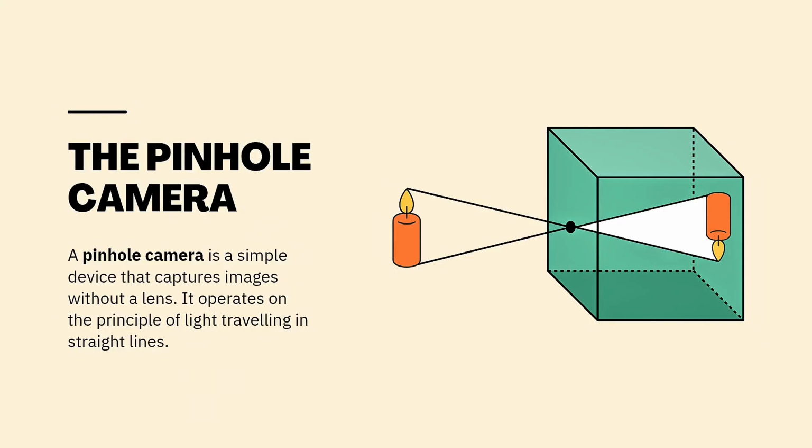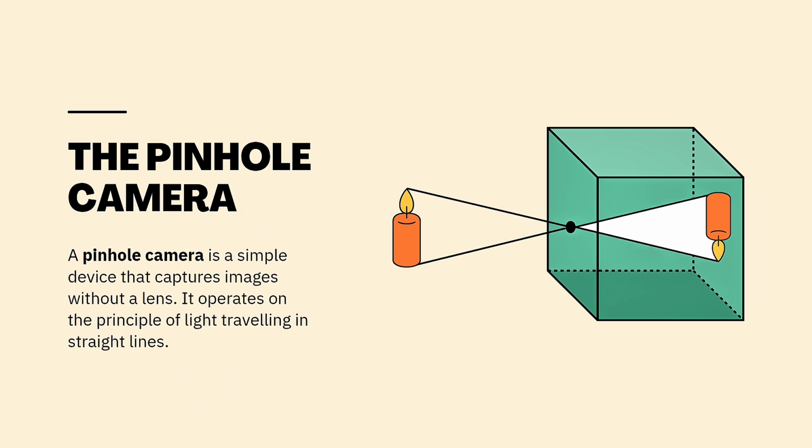In the previous video, we learned about the ray model of light, reflection, mirrors, and image formation. In this video, we are going to understand the pinhole camera and how it forms inverted images. So let us begin. A pinhole camera is a very simple device that forms images without using a lens.